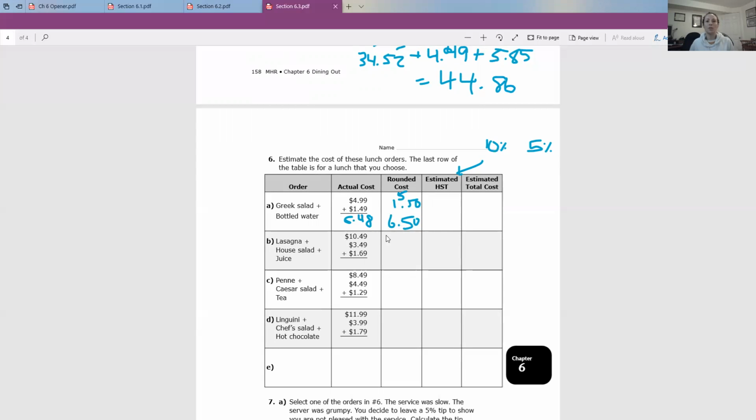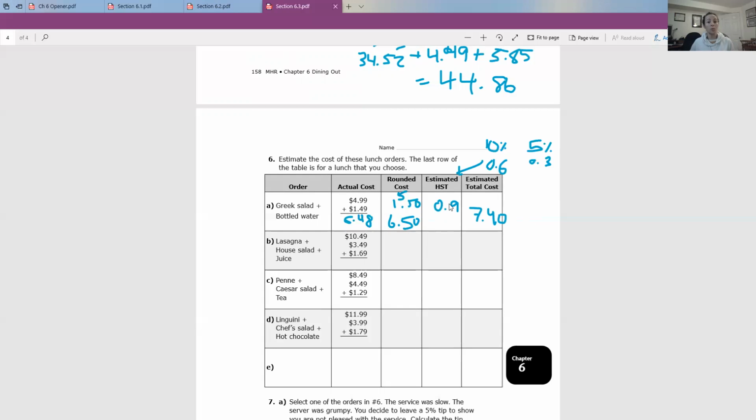So 10%, you move the decimal over once, 0.6 (don't worry about the 5). 5% is half of this, so it's about 0.3. So 15% is around 0.9, right? I added 0.6 and 0.3. To get my total estimate, it's $6.50, adding about 90 cents. You're looking at about $7.40, okay?